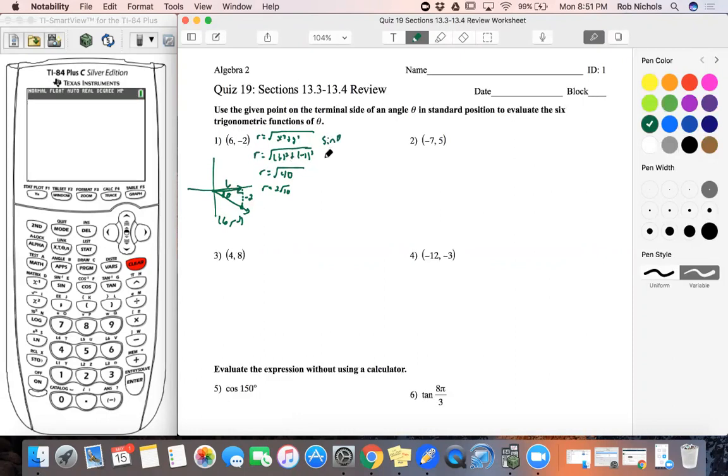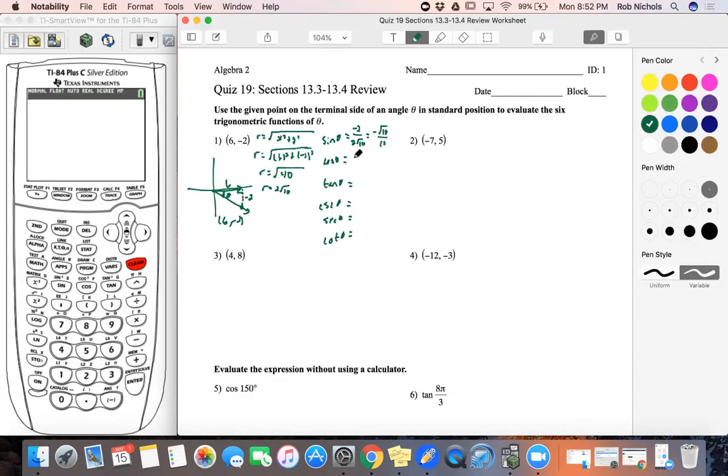So we have the sine of theta, cosine of theta, tangent of theta, the cosecant of theta, the secant of theta, and the cotangent of theta. From class, the notes, we define sine of theta as y over r. So the y coordinate was -2 over r, which is 2 square roots of 10. When you simplify that, the 2's cancel and you rationalize, so you have negative square root of 10 over 10.